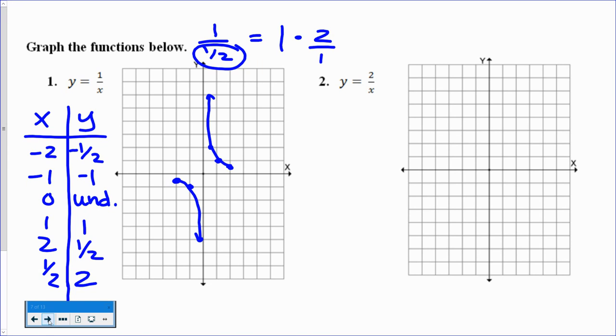Okay, what happens now as I go further down the x-axis? So if I plug in something like 4, that's going to be 1/4. Right? I plug in 5, it'll be a 5th. I plug in 10, it'll be a 10th. So what happens is it gets closer and closer and closer to that x-axis, but it's never going to cross.